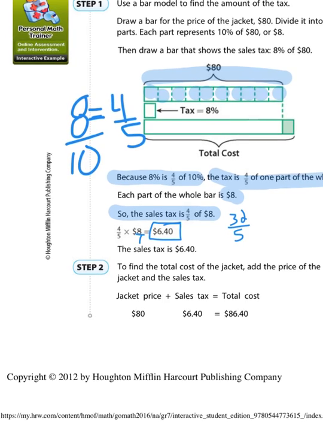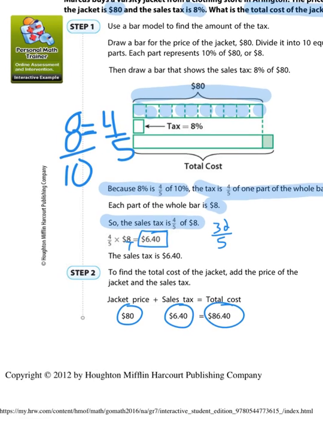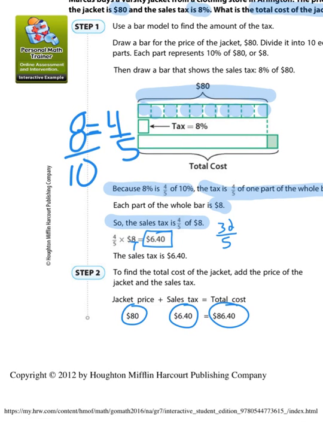Now to find the total cost of the jacket, I add the price of the jacket to the sales tax. So 80 plus 6.40 is going to be $86.40. Now, this is how the textbook solves this problem. I would like to show you an easier way to solve this problem.